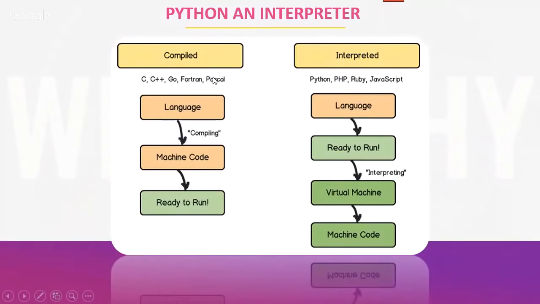Over here, you're able to see another picture. I have C, C++, everything which is compiled, which is kind of a compiler. The language is compiled to machine code and it's ready to run. Whereas Python is really different. Python, PHP, Ruby, and JavaScript are different languages, which are considered compiler-cum-interpreter too. The language is compiled and modified as ready to run, and afterwards it is interpreted via the virtual machine to run in any kind of environment.